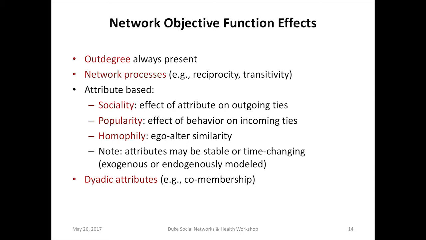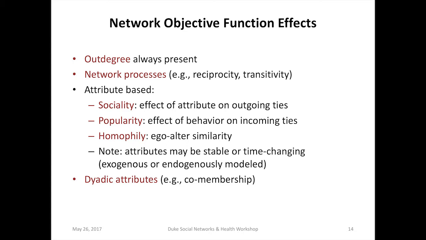When it comes to attributes, where health behaviors and other kinds of behaviors come in, we control for how they might affect individuals' tendency to send ties, a kind of out-degree effect, incoming ties or popularity, and then homophily on those attributes. Now for attributes, we're moving into a kind of longitudinal model. Many of these attributes may be changing over time, and we can allow that to occur. We can have things changing exogenously, or behaviors and attributes changing endogenously through peer influence or other kinds of effects. And we can also include dyadic attributes, so anything at the relational level.